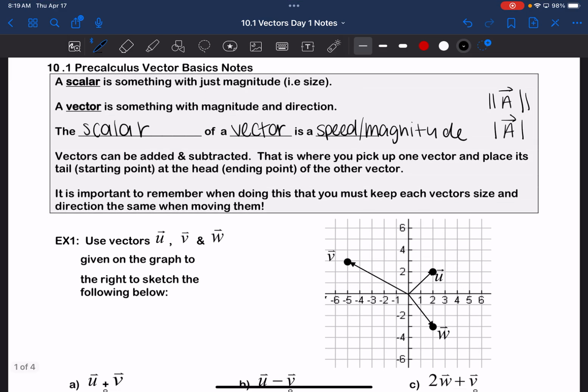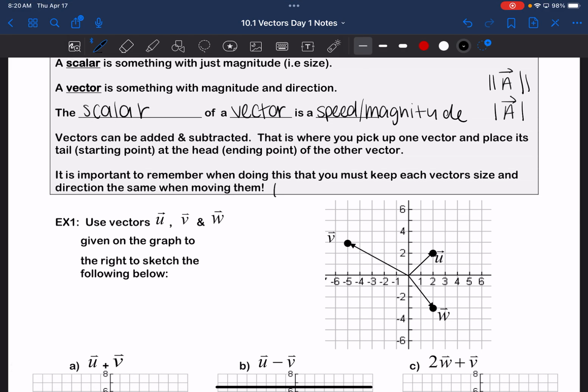So it says vectors can be added and subtracted, and that would be where you pick up one vector and place its tail or starting point at the head or the ending point of the previous vector. So you would draw one vector, and where that one ended, you would start the next one. It's important to remember when we do these that you keep each vector's size and direction the same when moving them, okay? Whenever we're subtracting, though, we're going to go in the opposite direction, right? So if you want to make a little note of that, you can say, except when subtracting.